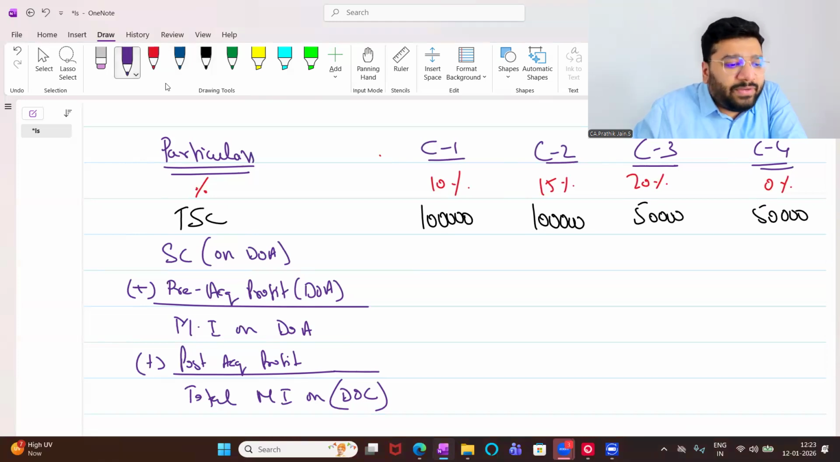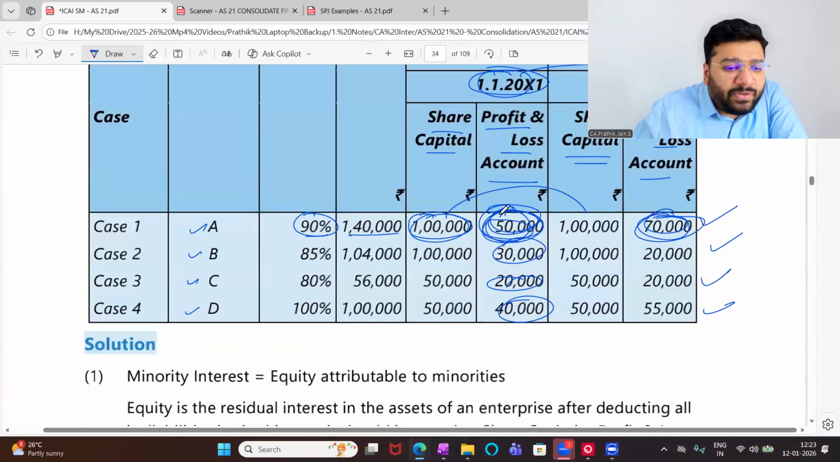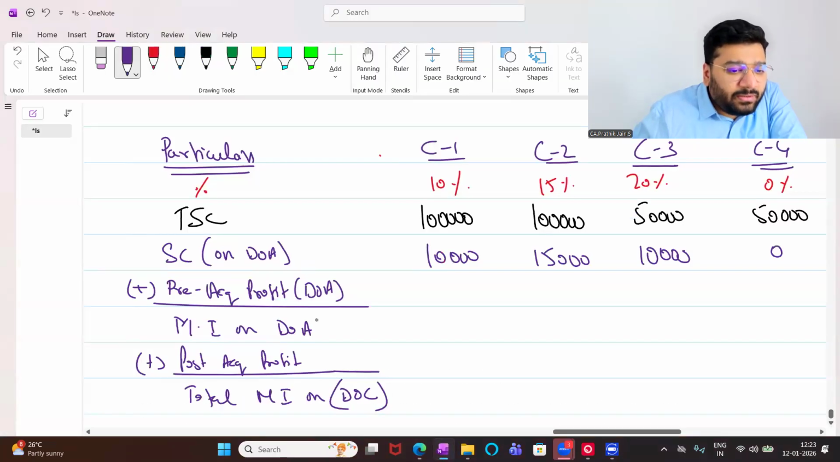Now this becomes more convenient for me. So 1 lakh at 10% is how much? 10,000. 1 lakh ka 15% is 15,000. 50,000 ka 20% is 10,000. And this is 0. Okay. Now pre-acquisition profit. Pre-acquisition profit is how much? 50,000. 50,000 ka 10%, 5,000.